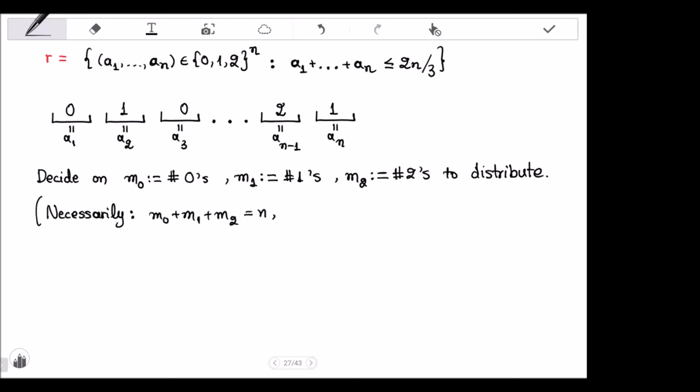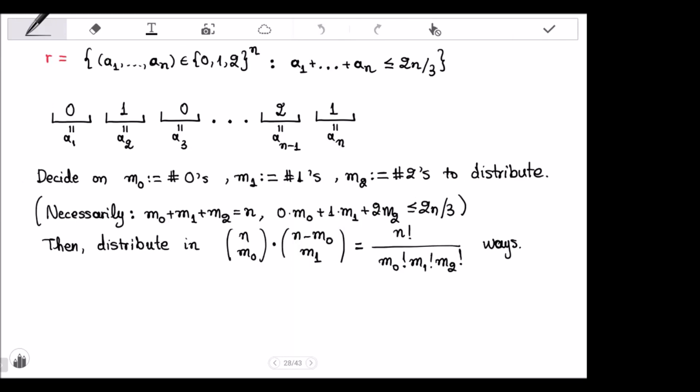And also they should satisfy that when you add up the zeros together, so that is M0 times 0, and you add to that the ones and then the twos, you should be getting at most 2n/3. So any M0, M1, M2 quantities that are admissible in this sense are okay to use. Then I need, over all these admissible quantities, to see, if I fix them, how many ways there are to distribute the zeros, ones, and twos, given the three quantities.